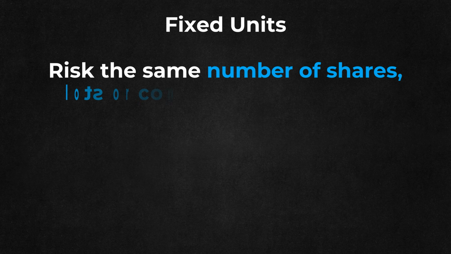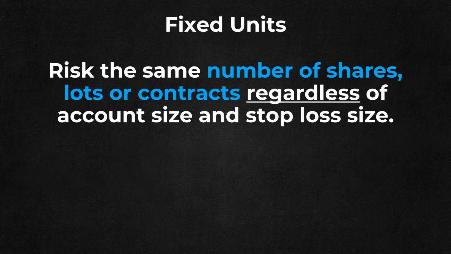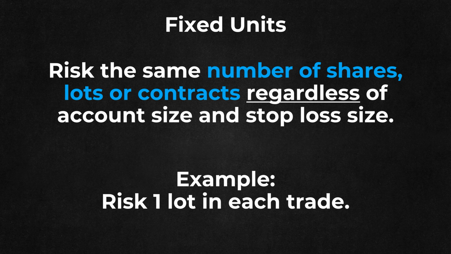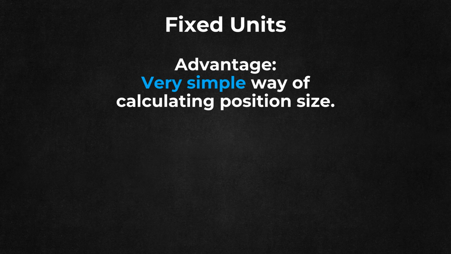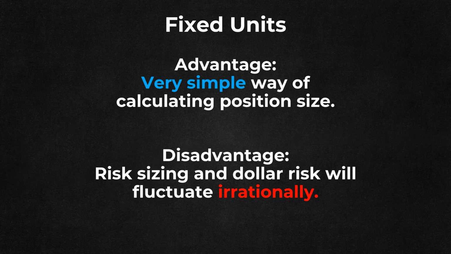Fixed units. In this method, you're always going to risk the same number of shares, lots, or contracts, regardless of account size and stop loss size. The advantage here is that it's a very simple way of calculating position size. The disadvantage is that risk sizing and dollar risk will fluctuate irrationally.